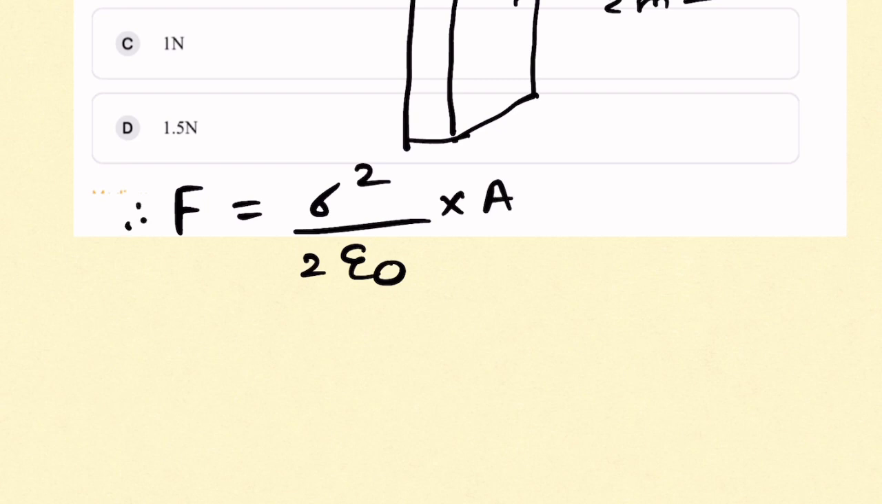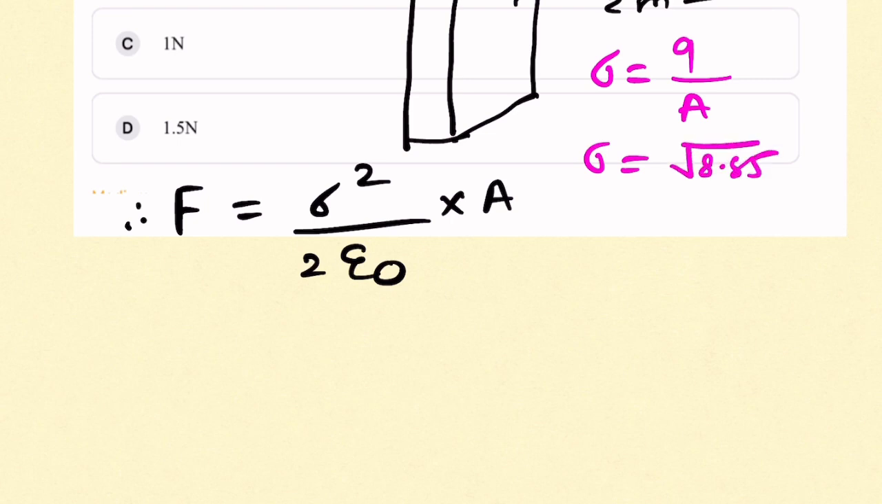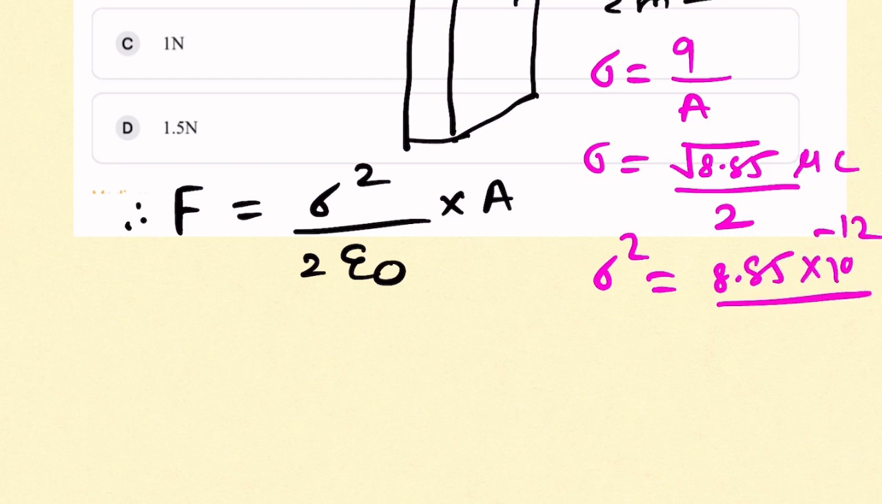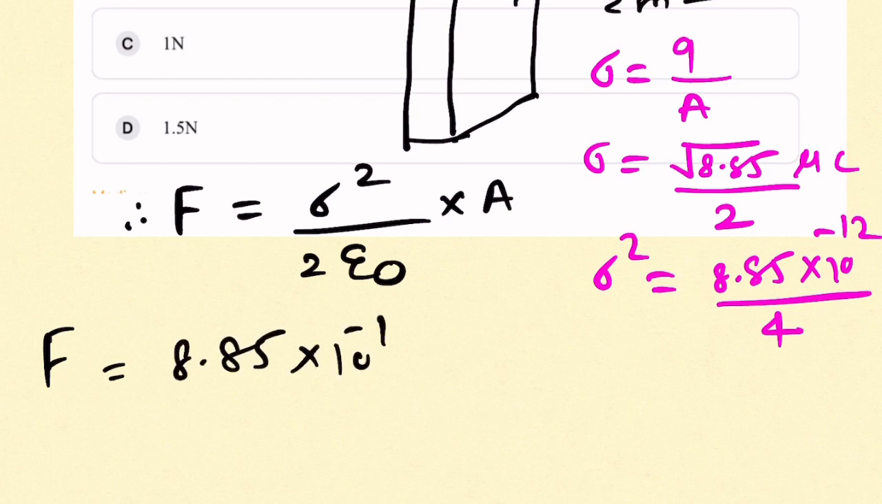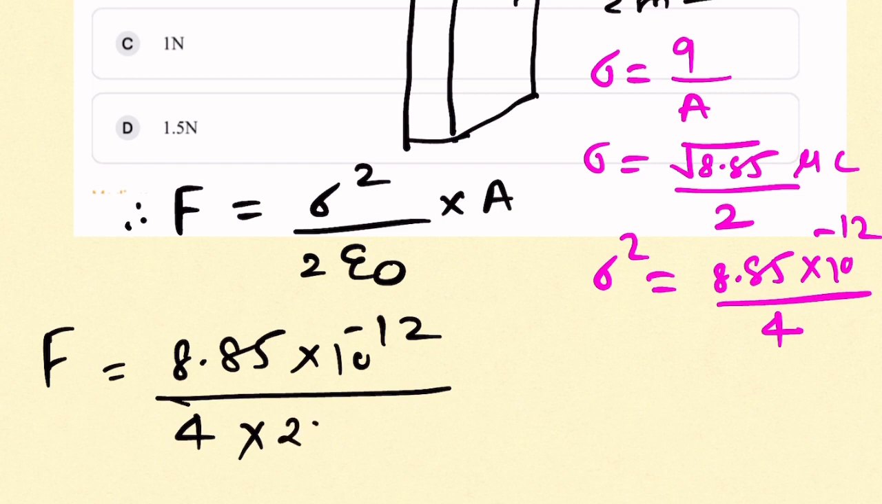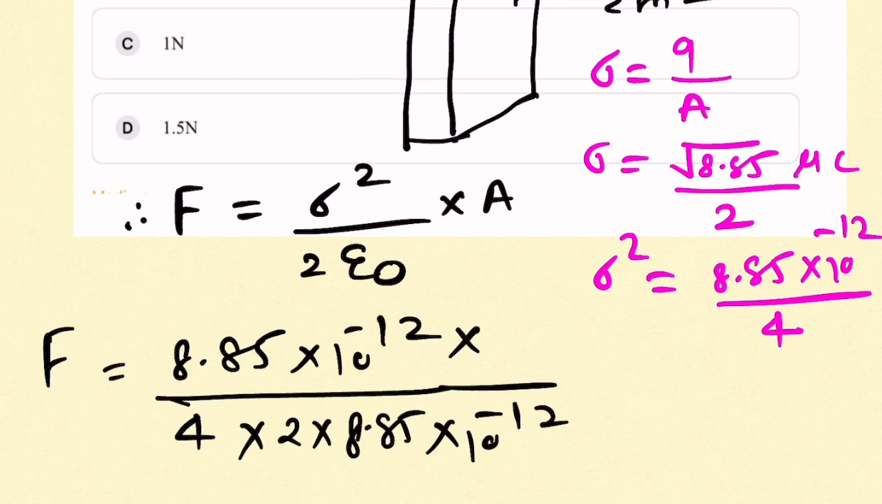Now first calculate sigma. Sigma is nothing but Q by A, charge per unit area. Charge is root 8.85 microcoulomb, by surface area 2. Therefore, sigma square is 8.85 into 10 to the power minus 12 by 4. Then put it in the above equation: 8.85 into 10 to the power minus 12 by 4, into 2 epsilon 0, epsilon 0 is 8.85 into 10 to the power minus 12, into the area, which is nothing but 2.